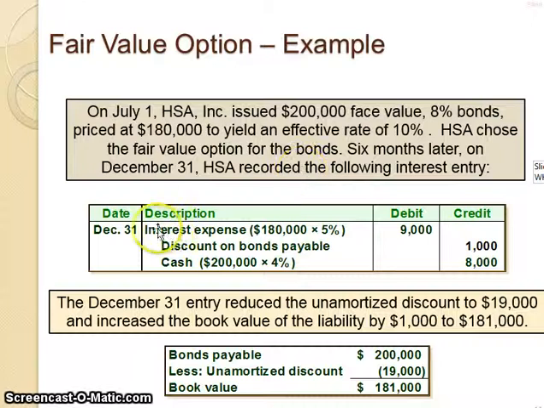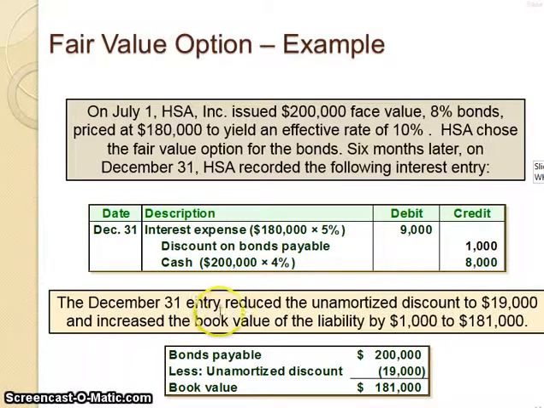So here we go. This is the first journal entry for interest. You've got a debit to interest expense of $9,000, which is $180,000 at 5%. Discount on bonds payable, $1,000, cash $8,000. So these are different numbers, but the same process as what I did in the last screencast.